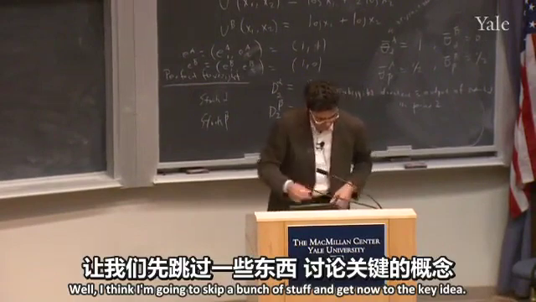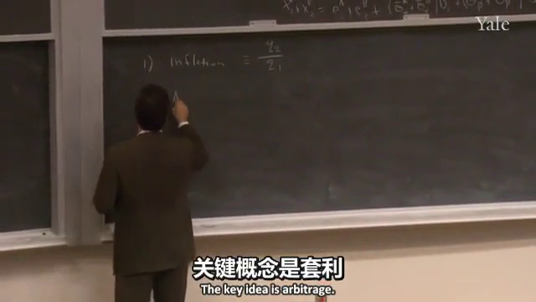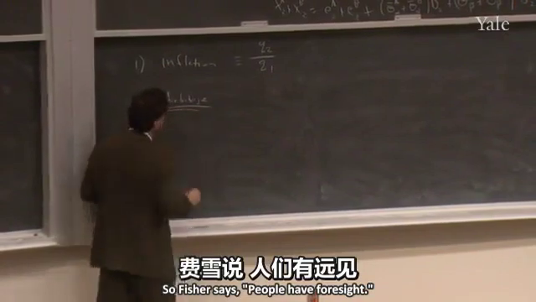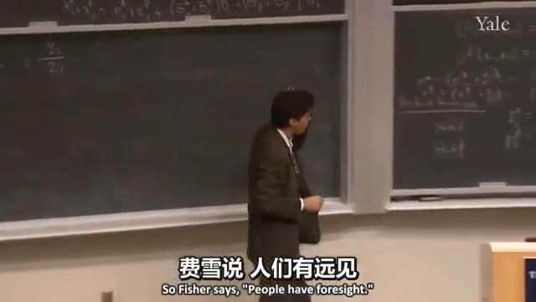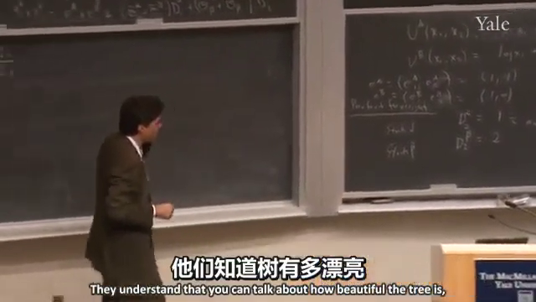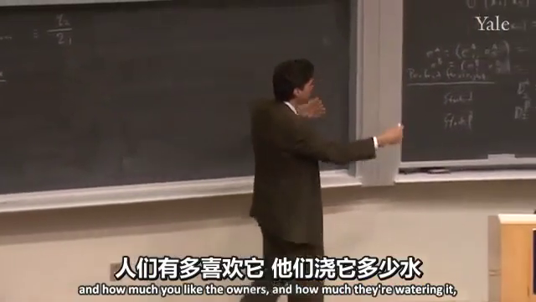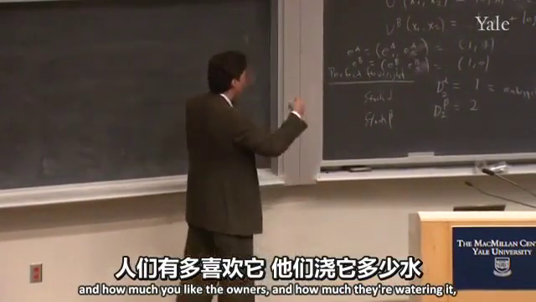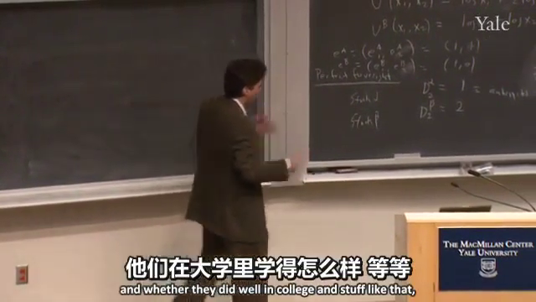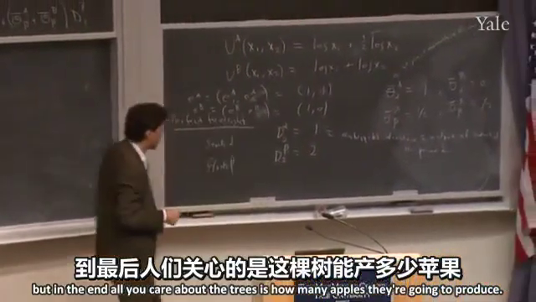Okay, well, I think I'm going to skip a bunch of stuff and get now to the key idea. Key idea is arbitrage. Fisher says people have foresight. They're anticipating what the dividends are going to be. You can talk about how beautiful the tree is and how much you like the owners and how much they're watering it, whether they have a good plan for irrigation, whether they did well in college and stuff like that. But in the end, all you care about the trees is how many apples they're going to produce.